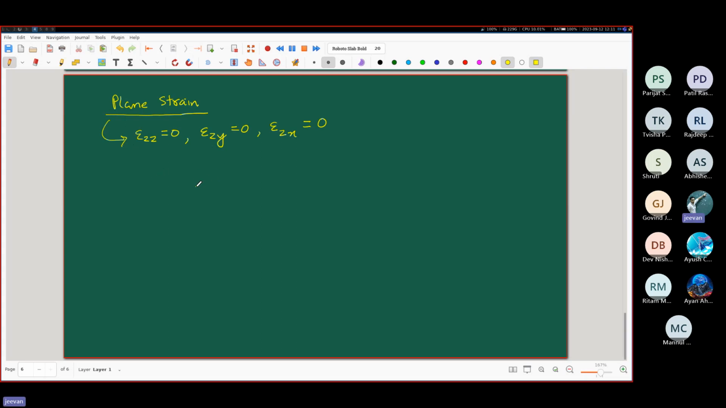What is the implication for this in terms of the relationships that we have between the stresses and the strains? So considering the generalized Hooke's law, what is the relationship between the stresses and the strains in the special case when you have plane stress and in the special case when you have plane strain? Okay, so these are the kinds of questions which are actually there in your tutorial sheet.